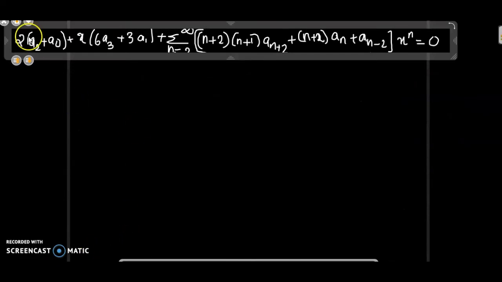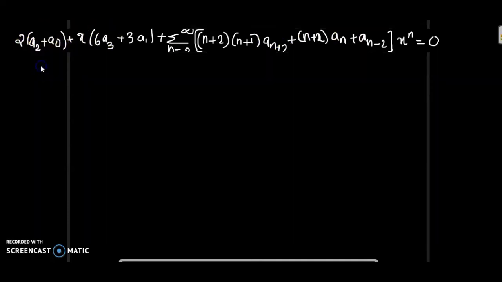Now this was our final answer from the previous page: 2 into a2 plus a0 plus x into this whole thing. Now we are going to equate the coefficients. Let's start with the first one, that is the constant term. Equating that to 0 will give us 2a2 plus a0 is equal to 0, that is a2 is equal to minus a0. Now from 6a3 plus 3a1 is equal to 0, I am calculating a3, which will give me a3 equal to minus a1 by 2.